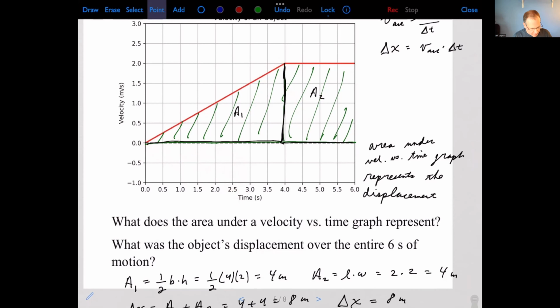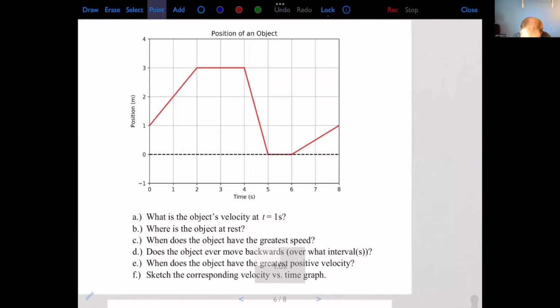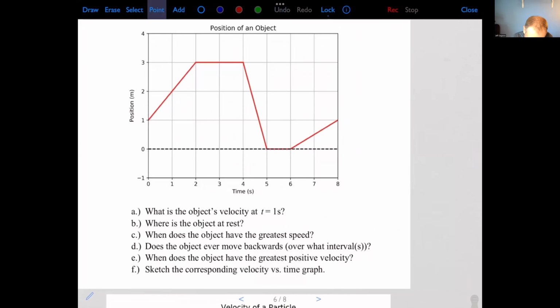Okay, so knowing that, let's do some practice here. Let's say I have this position versus time graph. Okay, and we want to answer all these questions. And then ultimately, if you look at question F, we want to sketch the corresponding velocity versus time graph based on this position versus time graph.